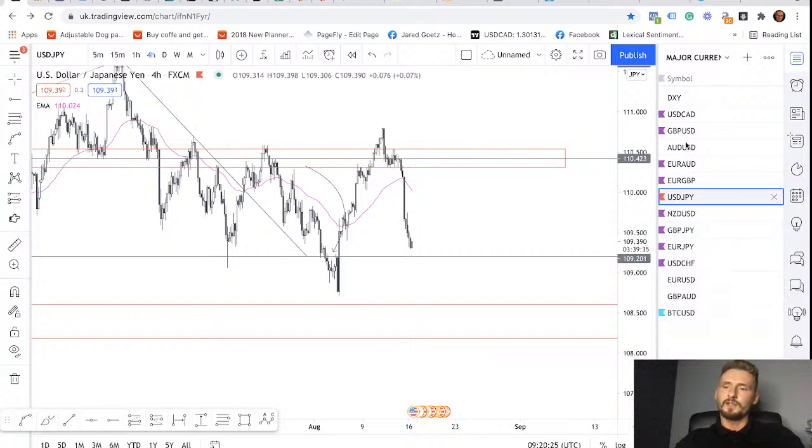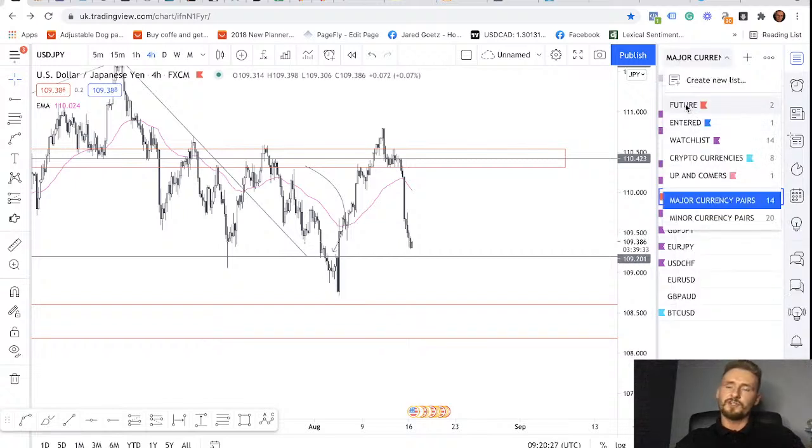I'll put it on the, so you can see here we have a future, so ones that probably will manifest next week, or maybe take a little bit more developed than that. We've got ones that we've entered, we're currently in the market right now. We've got ones that we're watching. Up and comers is like things that we could look to trade in maybe 6 months, a year's time, once the market gets some structure. And then we've got our ever increasingly popular cryptocurrencies.